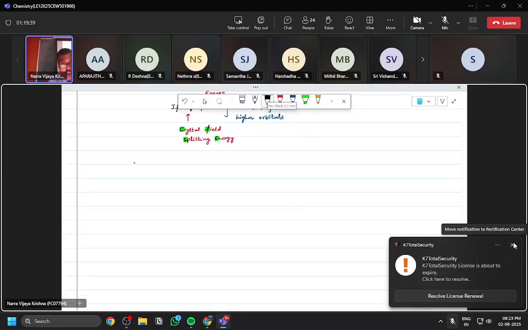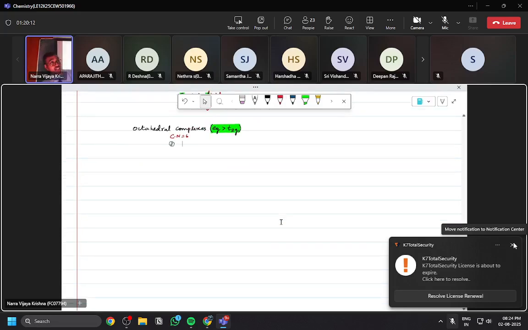Now see this. First, I am considering octahedral complexes. In octahedral complexes, which will have higher energy? EG orbitals will have more energy than T2G. Correct, sir? Now, if the ligand is very strong and the coordination number remains 6, 6 strong field ligands approaching or 6 weak field ligands approaching, both are octahedral complexes only. If 6 strong field ligands are approaching, then what happens?